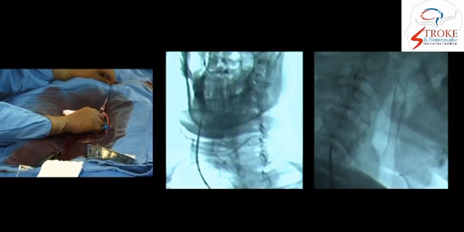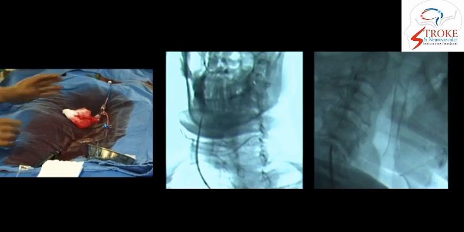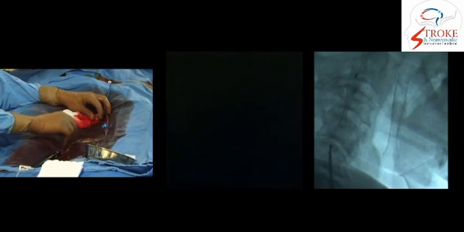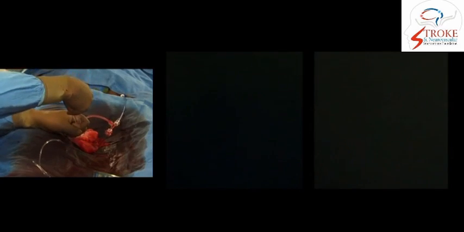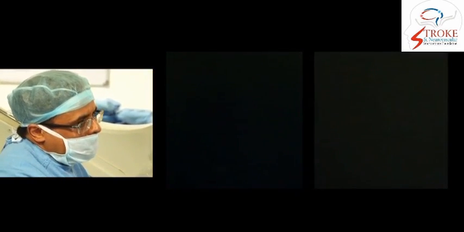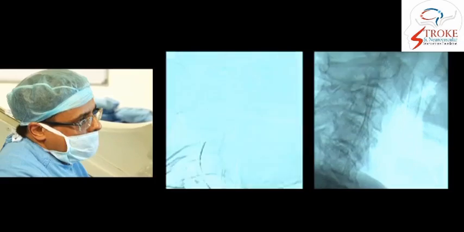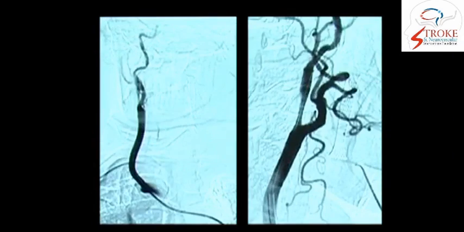Now the stent delivery catheter will be taken out. Again, at all times the wire is kept in position. Post-stenting angiogram being done, which reveals very good flow in the internal carotid artery, but there is still significant residual stenosis, so we have decided to perform an angioplasty.